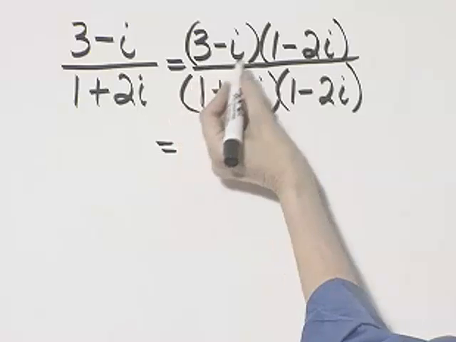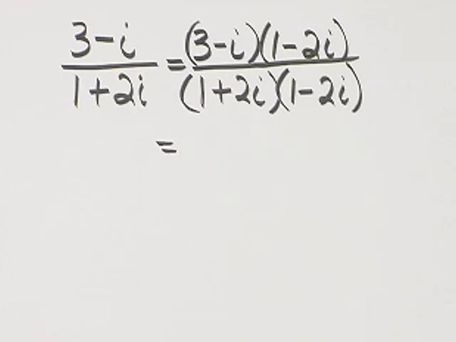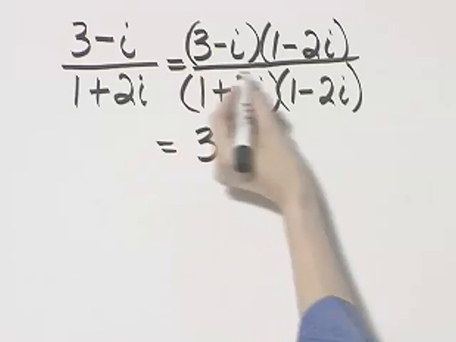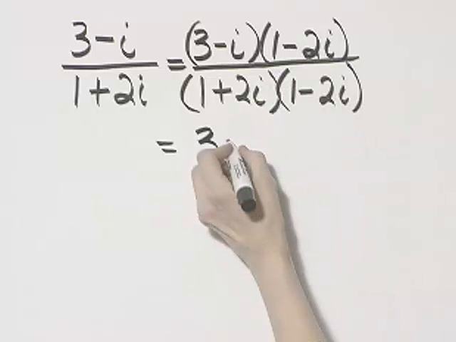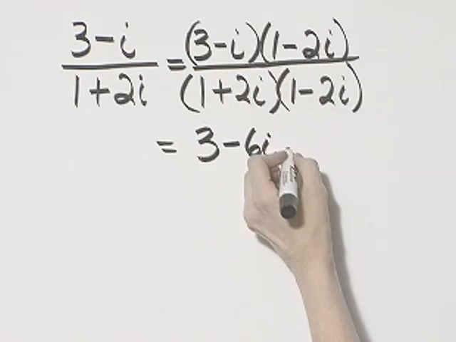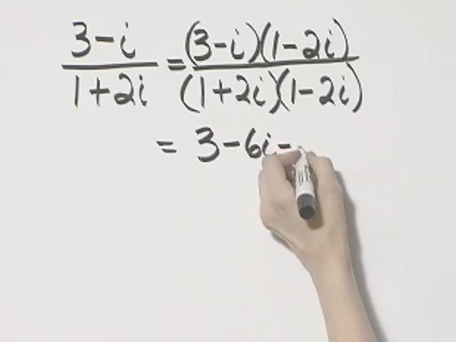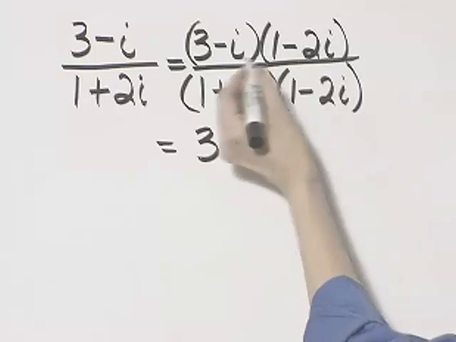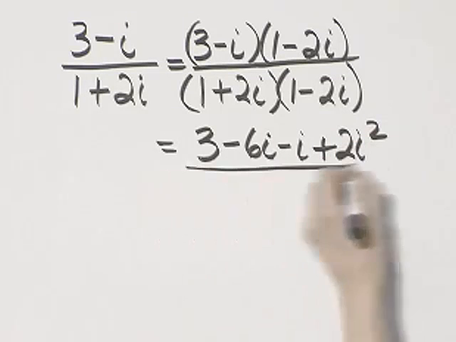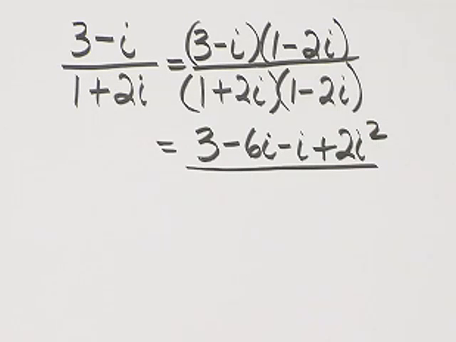You can think of this as a binomial times a binomial, so you can use that FOIL order for multiplying if you'd like. 3 times 1 is 3. The product of the outside terms, that's minus 6i. Product of the inside terms, that is minus 1i or minus i. And then last times last, plus 2i squared. All over, let's see what happens in the denominator.